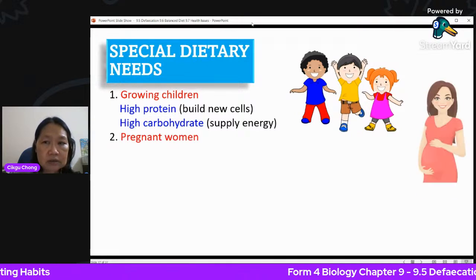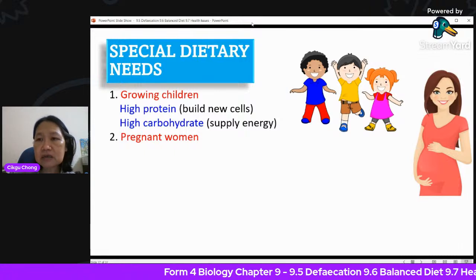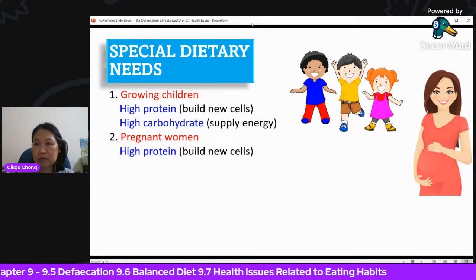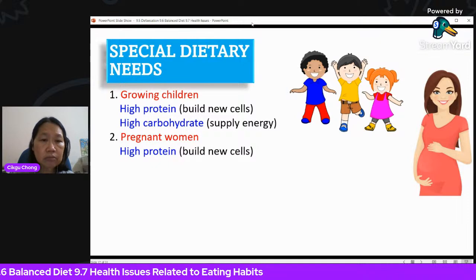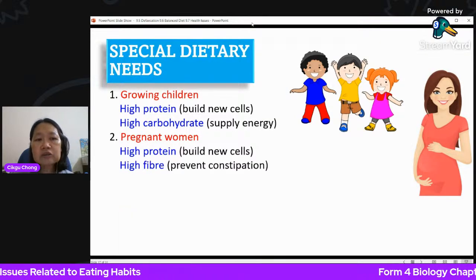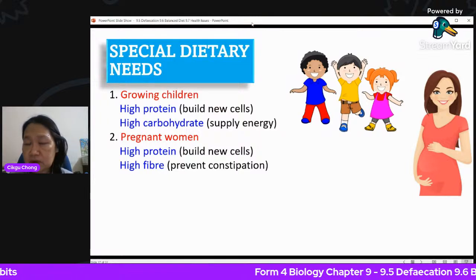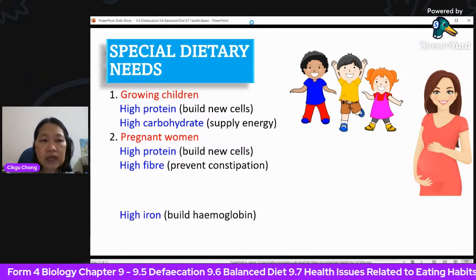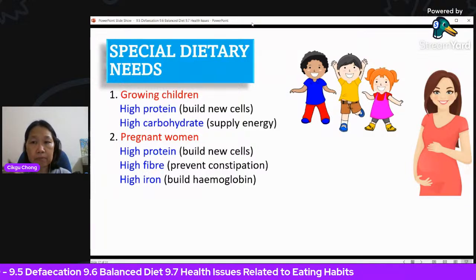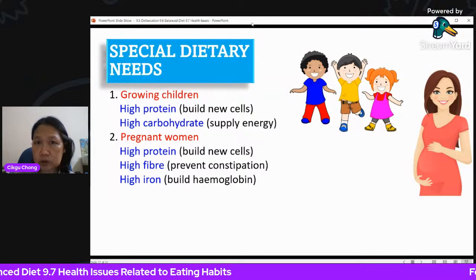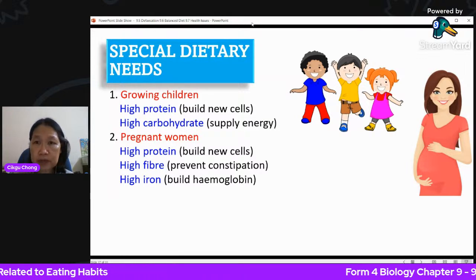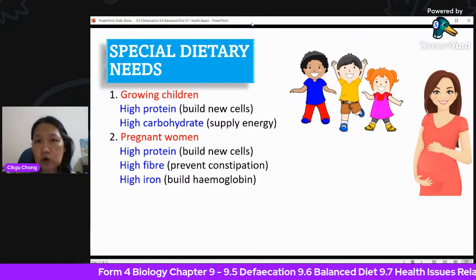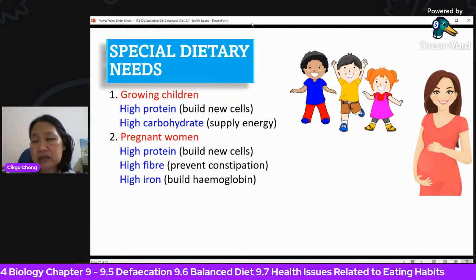What about pregnant women? Pregnant women also have special dietary needs. They have to eat a lot of protein, because they are building new cells. They are forming another baby inside the body. It has to have material to make cells, so to build new cells. And also high fiber to prevent constipation. Pregnant women may get constipation if they do not eat enough fiber. And also high iron. Don't forget, you need to make more blood because the baby needs blood also. In order to make blood, you need to make hemoglobin. And how to make hemoglobin? You need the iron. Iron forms part of the molecule of hemoglobin. So you need to supply enough iron for the mother.